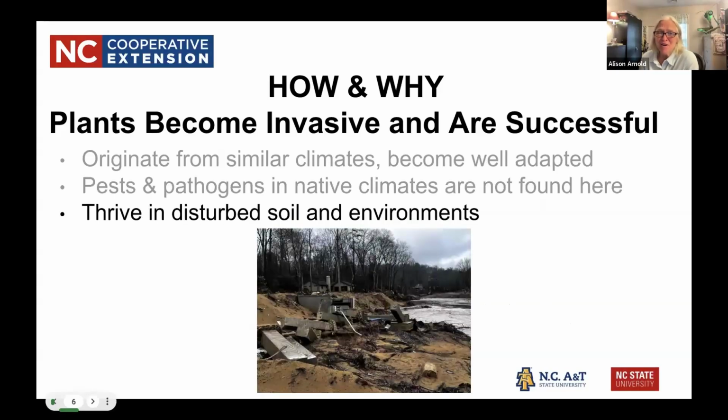Invasive plants are very successful in our area because they thrive in disturbed soil and environments. This is especially where soil is exposed and where there's an abundant amount of sunshine that allows those seeds to germinate and grow and for the plant to grow. This is a photo along the Swannanoa River in East Asheville after Helene. I think we're all very aware that Helene is raising the prospect of a lot of invasive species to really succeed and emerge in the coming months and years.